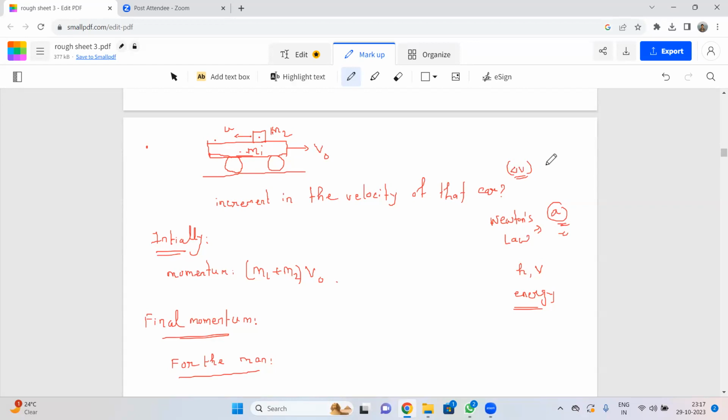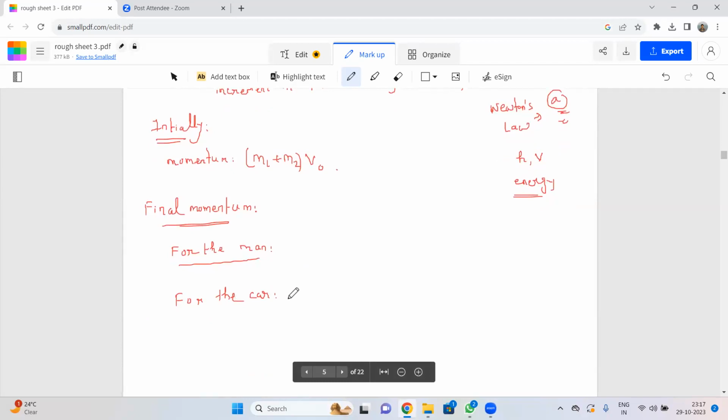So finally, the car has the mass m1 and velocity v naught plus delta v. And for the man, the mass is m2, and what is the velocity?